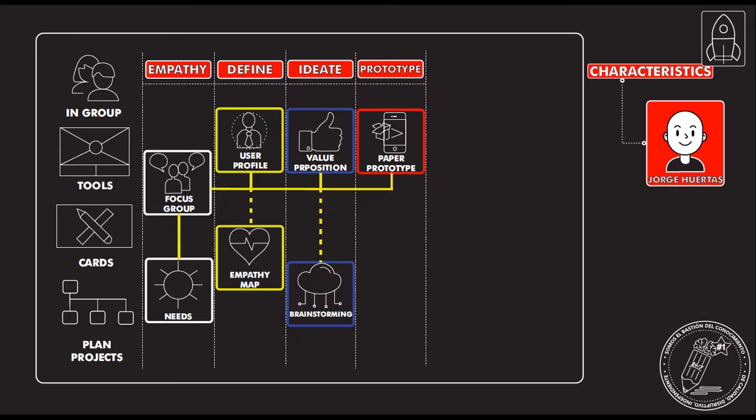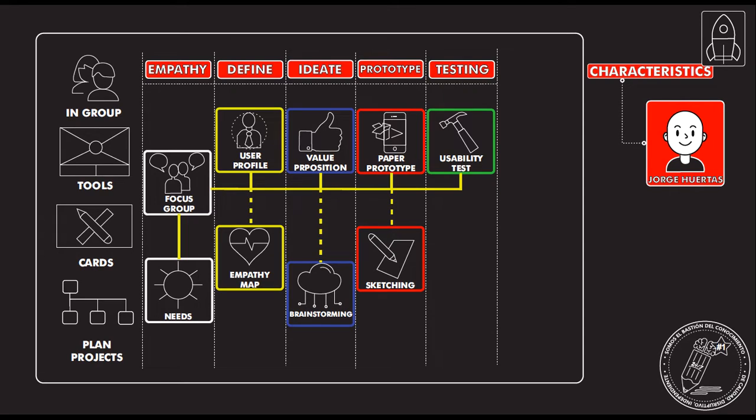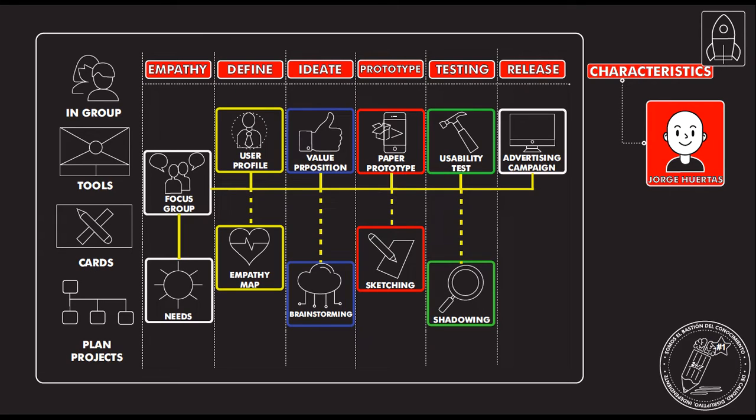The prototype, of course, is very important as well. You can create a paper prototype and start sketching. The usability test for the testing stage is very important as well, and you can use shadowing. The idea here is that the cards that you create have the instructions and the setup that you need to follow to develop the information.